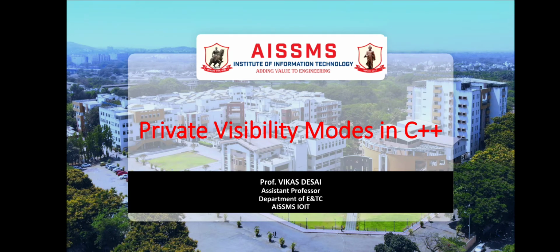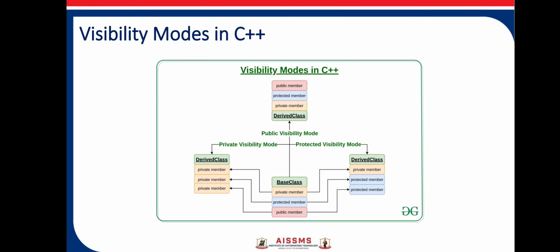Continuing with the visibility modes in C++, today in this session we are going to discuss the private visibility mode. As we know, there are three visibility modes in C++: public, protected and private. The public members are accessible to everyone. The protected members are accessible only to who is immediately derived from that base class, and private members are accessible only to the base class.